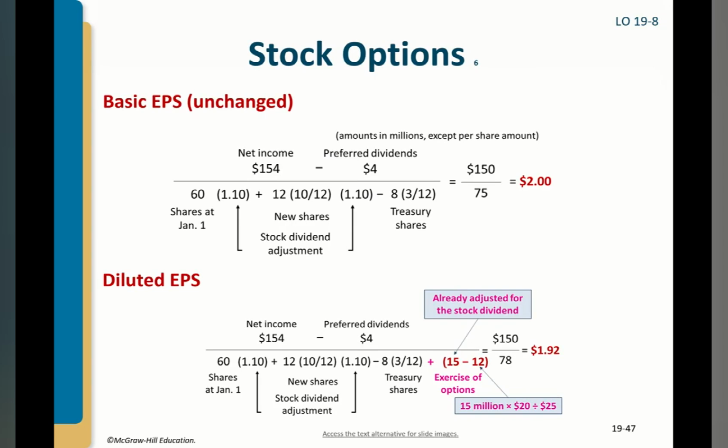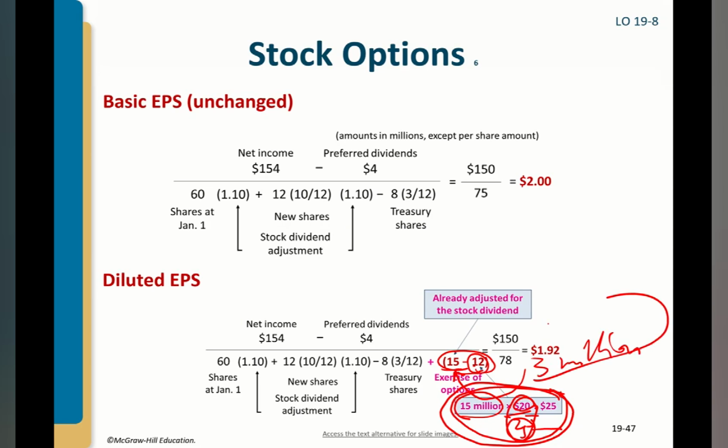So let's see here. 15 less 12, that's the difference. How do we get 12? 12 million times 20 over 25, because 20 is the proceeds we received and 25 is the market price. So this is the difference. This is the proportion we can repurchase from the market, subtracted from the total shares granted to the managers. The 3 million is what we have to issue, and this 3 million is the additional or incremental shares to our denominator.